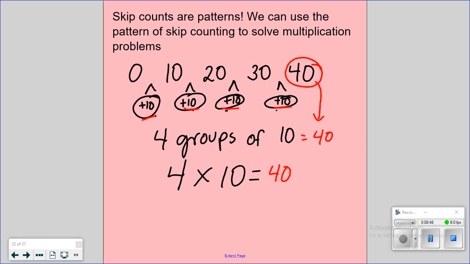The number of skip counts that I do helps me solve multiplication problems. I'm counting skip counts when I multiply.